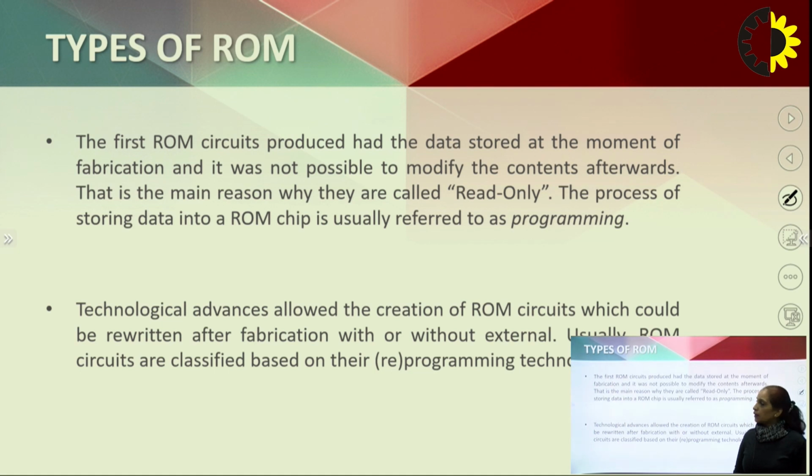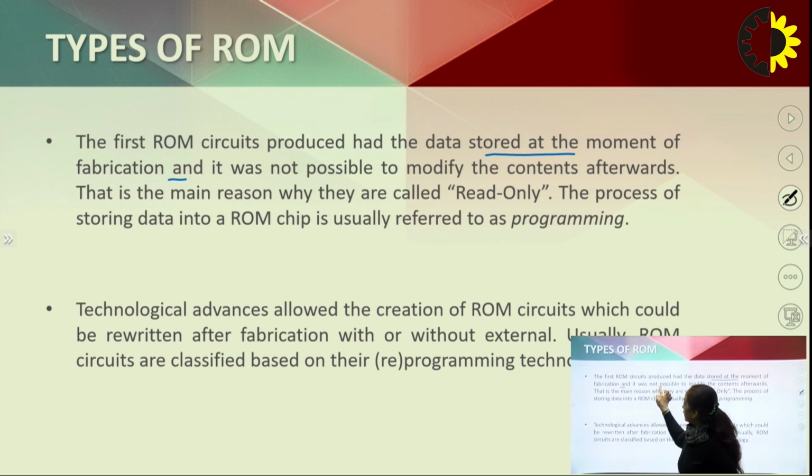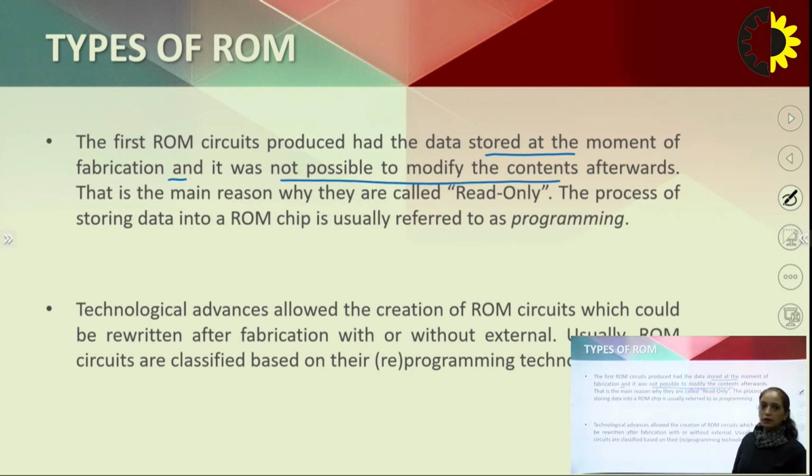The first ROM circuit produced had the data stored at the moment of fabrication, and it was not possible to modify the content after that. So once the circuit is fabricated, it is programmed. You cannot change its programming. This was the previous ROM structure. That is the main reason why they are known as read-only memory. We can only read the data from the ROM ICs. We cannot program them initially. That was the case decades before.